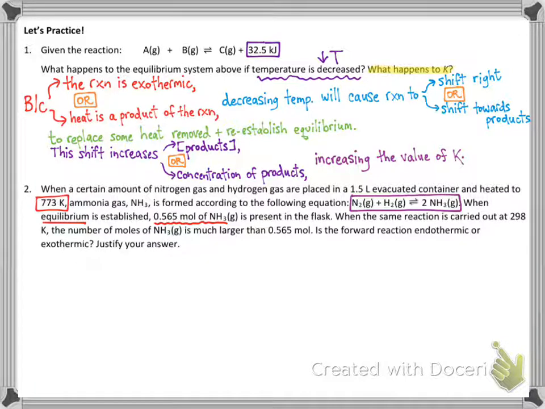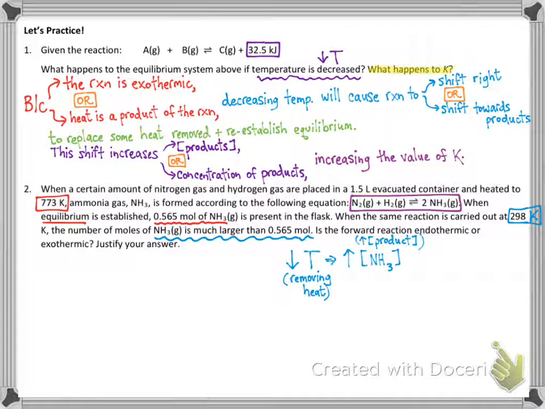However, they do the same reaction again at a lower temperature. And when equilibrium is reestablished, in this case, you actually have a lot more NH3 at the colder temperature. That means decreasing the temperature, aka removing heat, caused the concentration of NH3 to go up. This means removing heat caused the concentration of products to increase.